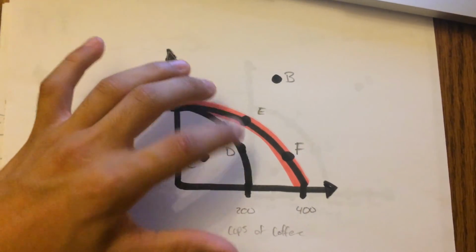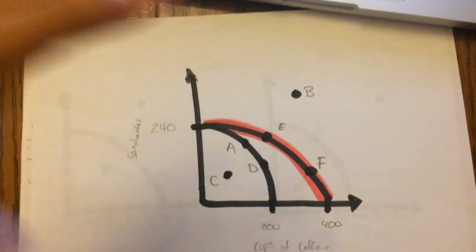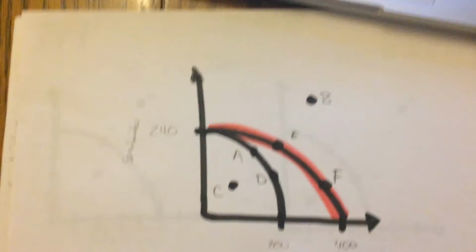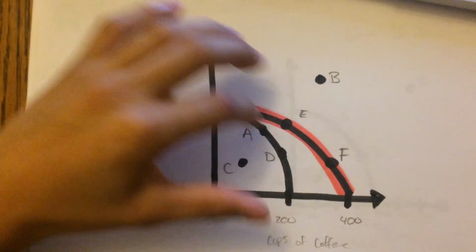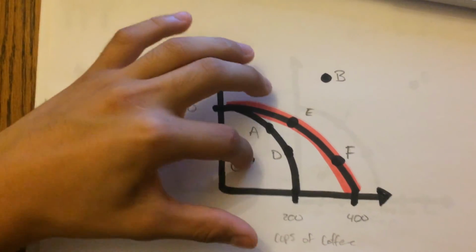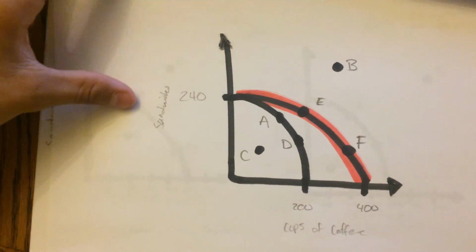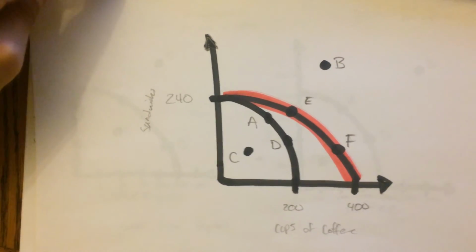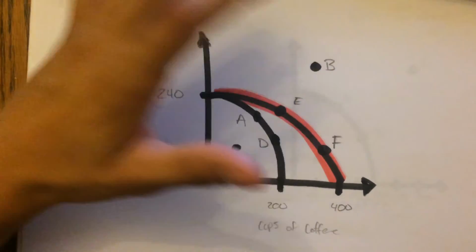So pretty much the same points around the same places. Points A and D were on the old curve, but now are inside the new curve with the 400 cups of coffee, making A, D, and C feasible but inefficient. And point B is just infeasible.